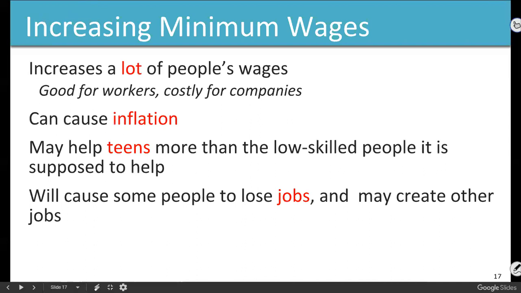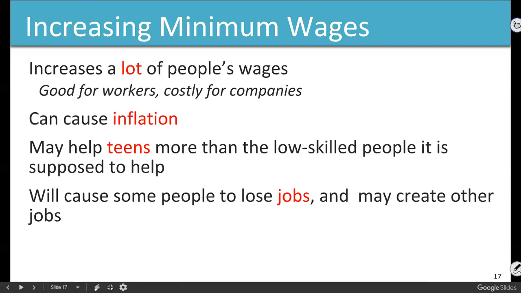Increasing minimum wages. You should jack up minimum wages. That's going to increase a lot of people's wages, which is good for the workers, but not so good for companies. Increasing minimum wages can cause inflation. It might end up helping those teenagers more than the low-skilled workers it was intended to help. And overall, it's going to cause some people to lose their jobs, but it might cause other people to gain jobs, depending on the industries.